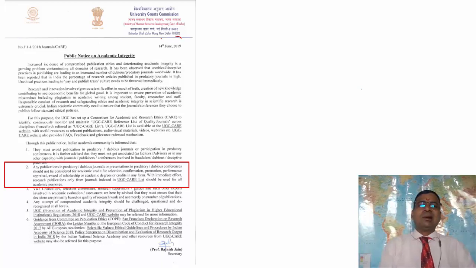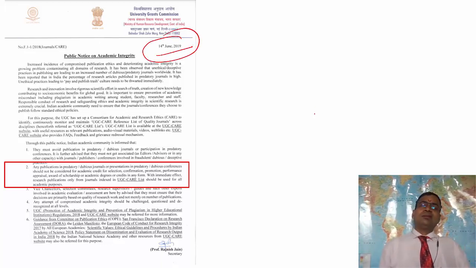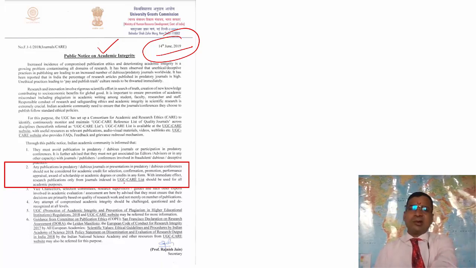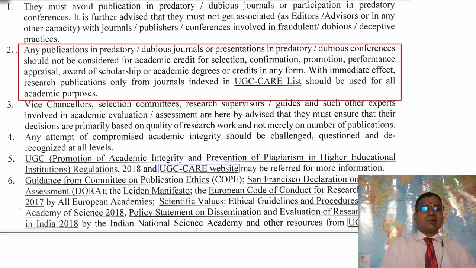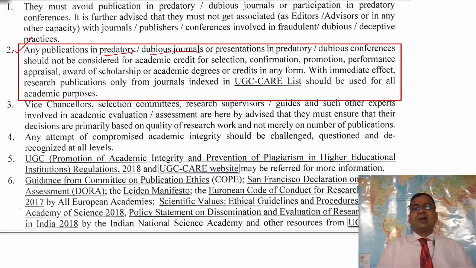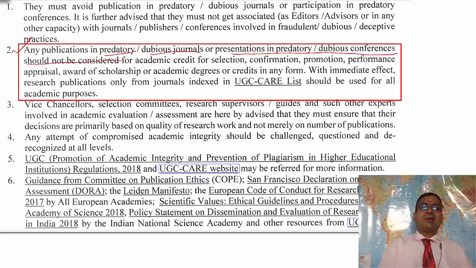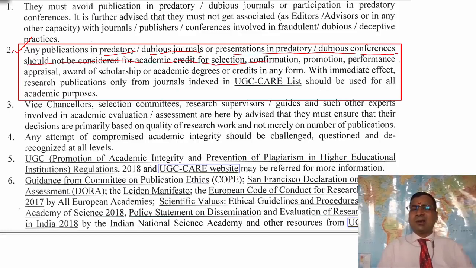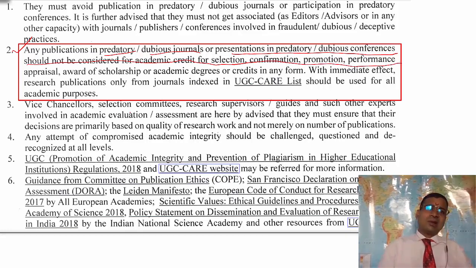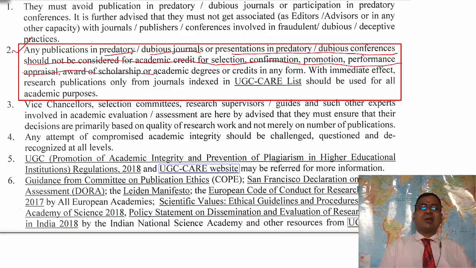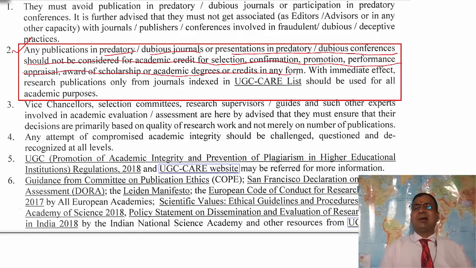On 14 June 2019, UGC issued a public notice concerning academic integrity, and according to this letter, any publication, this is most important for you, in predatory or dubious journals or presentations in predatory or dubious conferences should not be considered for academic credit, for selection, confirmation, promotion, performance appraisal, then award of scholarships or academic degrees or credit in any form with immediate effect.